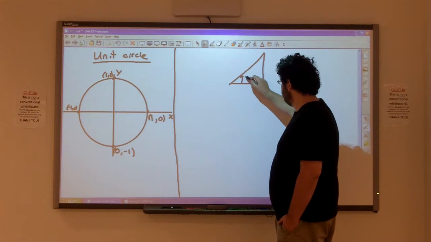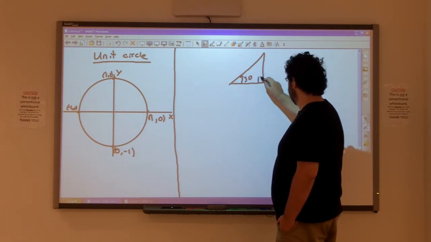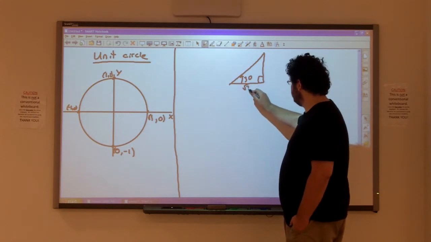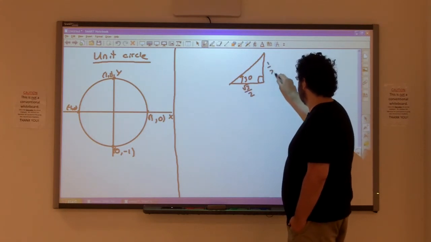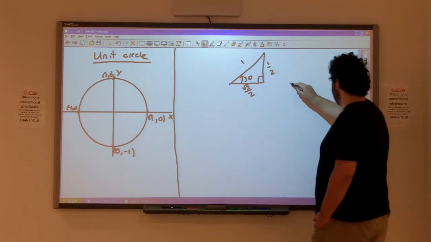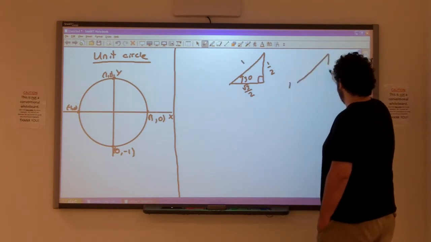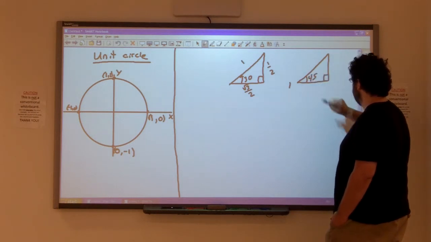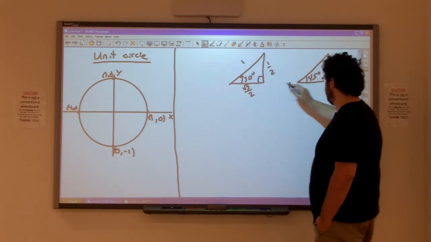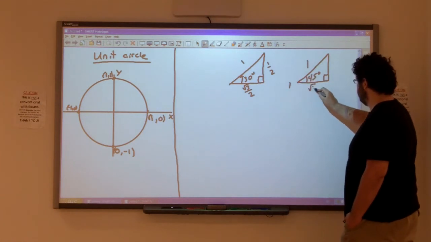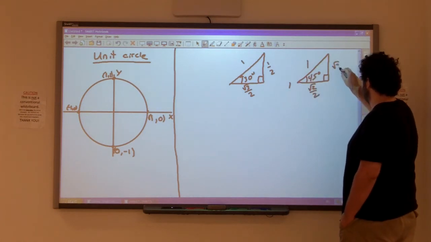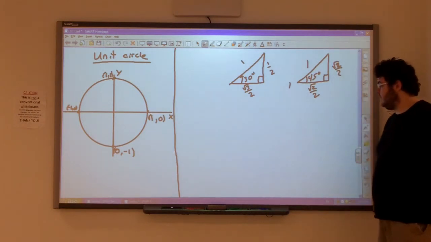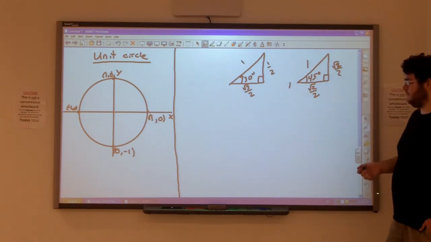So this is our 30, 60, 90. Remember we have the side lengths square root of 3 over 2, 1/2, 1. And if we have a 45, 45, 90 triangle, we have, this is 1, this is square root of 2 over 2, this is square root of 2 over 2 as well. Okay, so how is this useful?